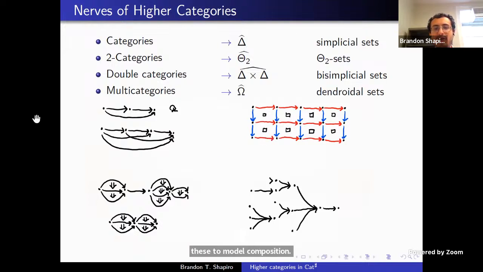And then finally, I'll mention for multicategories, there's a category Gamma, Omega, whose objects are trees, like so, also with composability baked into their morphisms. And these are called dendroidal sets, and this nerve has been studied extensively as well.